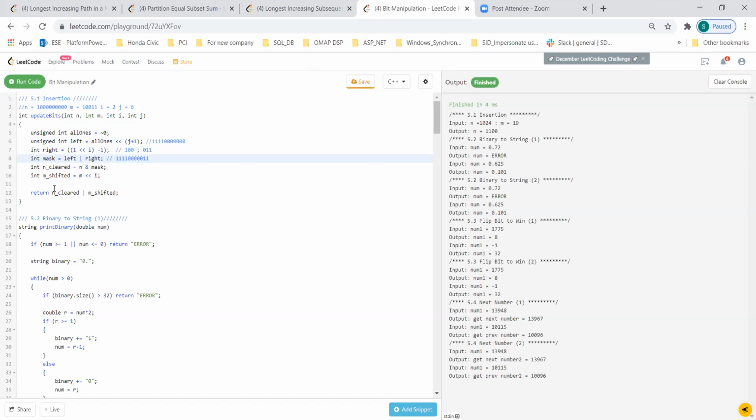And then if we take this mask and apply it to our original n, we'll be clearing these 5 bits, 1, 2, 3, 4, 5, 6, 0. Then we take whatever this m number is, left shift it by I, and just OR them. So it's as simple as what we explained. That was a very simple one, and easy to follow too, right?